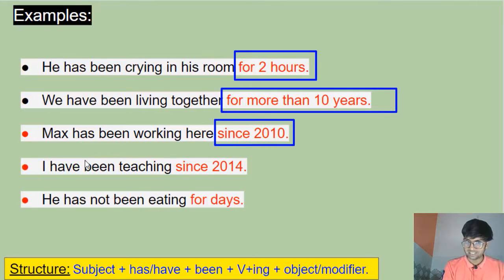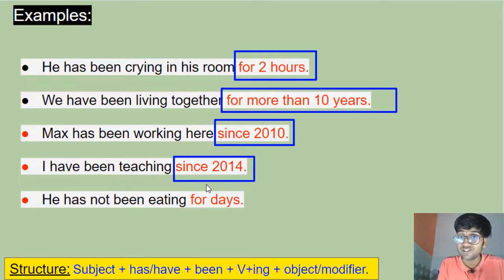All right. Fourth example. I have been teaching since 2014, which is true. I have been teaching since 2014. Since again is talking about the starting point of this action. This action of teaching started happening in 2014, and from that very point of time, it has been going on, right? So I'm not just focusing on the fact that this action is going on right now. No, I am focusing on the fact that this action has been going on since a particular time in the past.